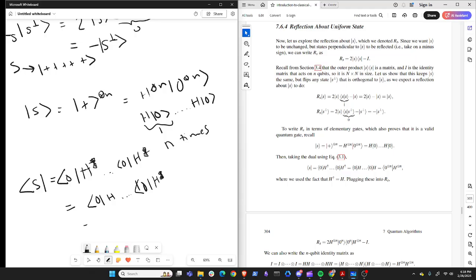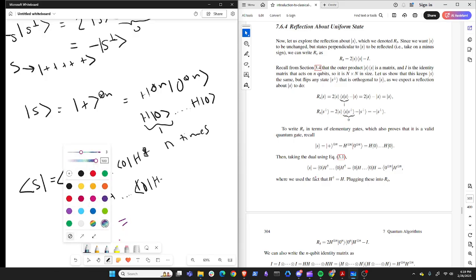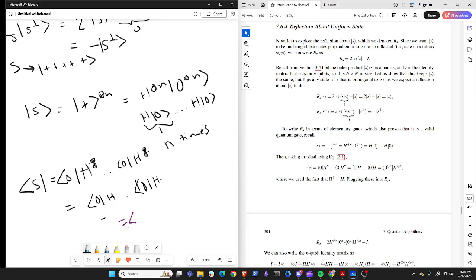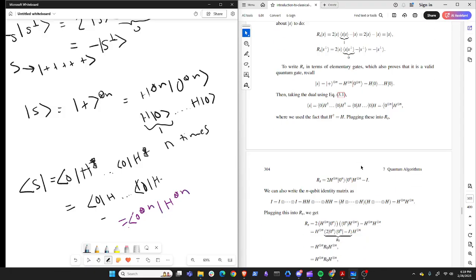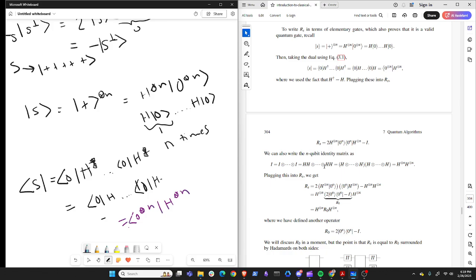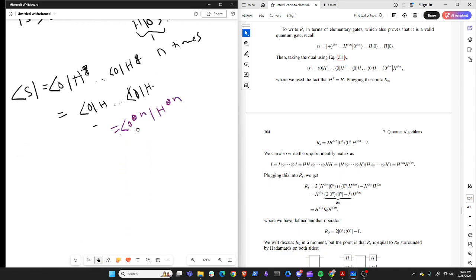So this just winds up 0 H, let me write this here, H equals, let's roll with it for a second, 0 n H n. So now we can take this and we can put it into our rotation. We can put it back into our formula.